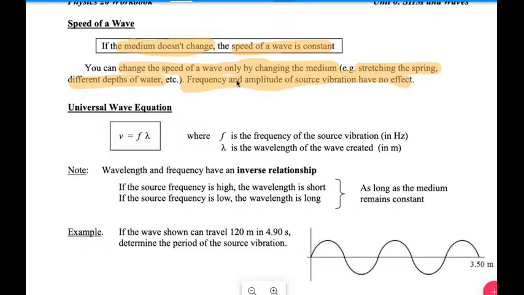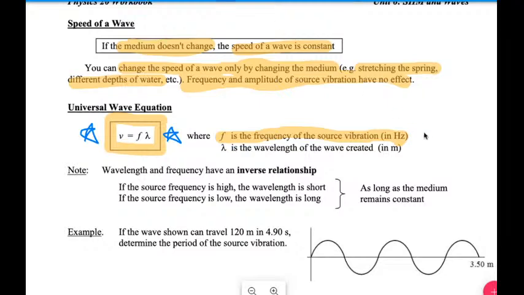So let's put all of this together into one simple yet elegant equation, the universal wave equation. And this is going to be an important focus for the remainder of Physics 20. So make sure you know where to find this on your formula sheet. You'll memorize it soon enough because the speed of a wave is equal to the frequency of the source vibration, or of the wave because it never changes, times our wavelength.